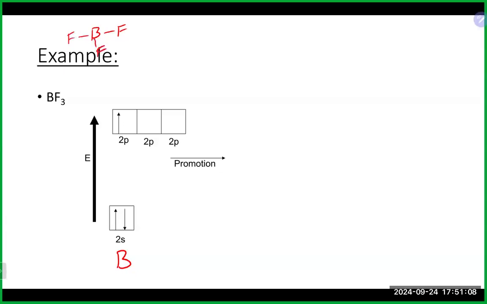If we look at the electron configuration for boron, it's going to be 1s2, 2s2, and 2p1. I feel like I missed it there, right? Yeah, there it is. And this is our 3 valence electrons that are present here. So we have 3 valence electrons.